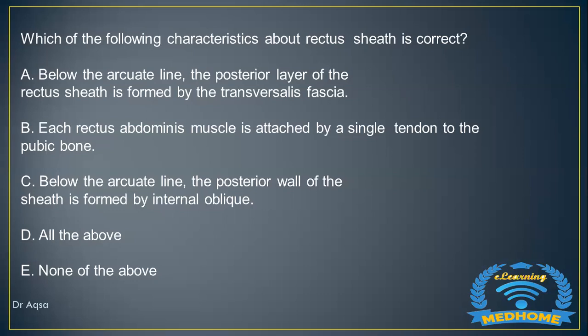Okay. Why A? Because A is correct. The others have doubt. What is the doubt? Each rectus abdominis muscle is attached by a single tendon to the pubic bone. They're talking about a single tendon, so it's wrong. And C? Below the arcuate line, the posterior wall of the sheath is not formed by internal oblique. So it is formed by which?